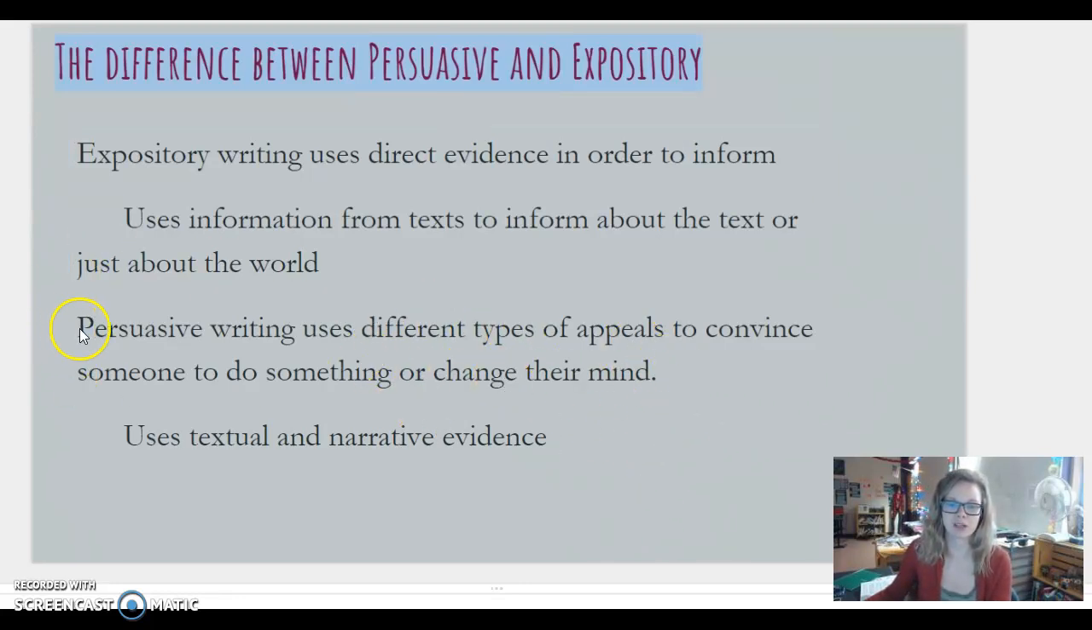So 2 big things that are different about persuasive writing is 1, that you can use more types of evidence, and 2, you're trying to change someone's mind, not just inform them. That's the difference between persuasive and expository. Make sure you have that stuff written down on the right side of that on your T-chart. You may pause now if you need to.